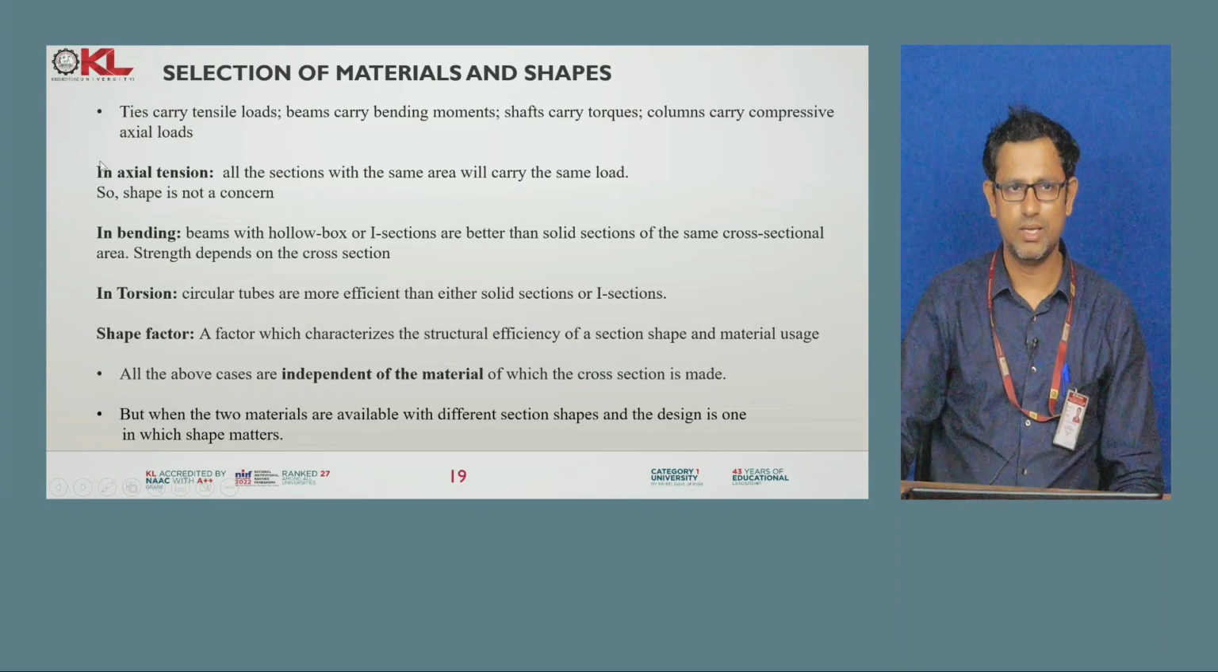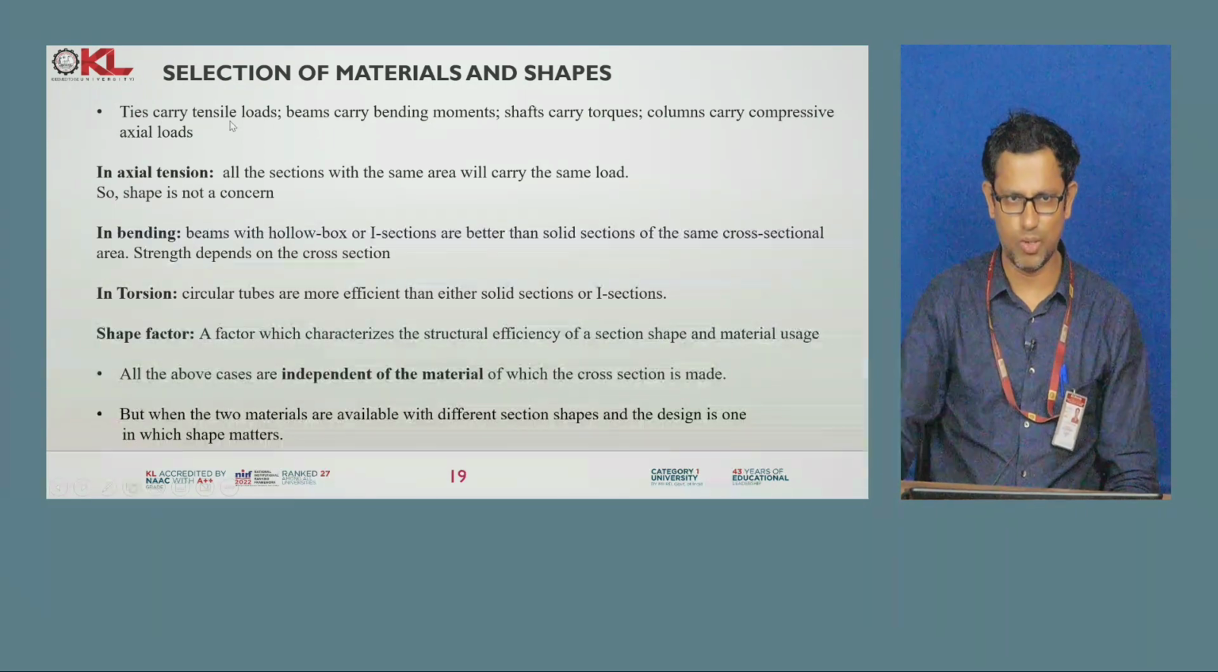We know, as already told, a tie is a structural member which is majorly designed to carry tensile loads. Similarly, beams are designed to carry bending moments. Shafts are designed to carry torques. Columns are designed to carry compressive axial loads.